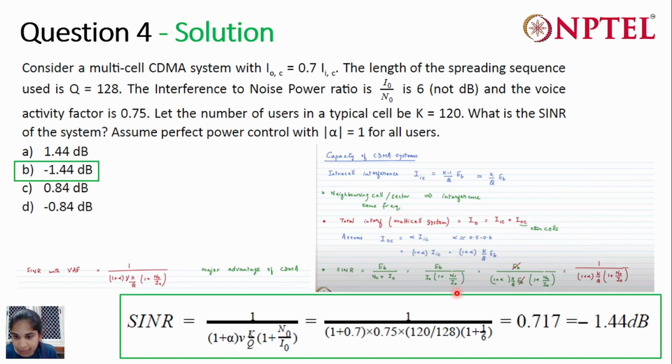Now we have to do the substitution for I naught and then cancel EB. So you get 1 divided by 1 plus alpha into K by Q into 1 plus N naught by I naught. And then we have some parameter called voice activity factor. So what is voice activity factor?